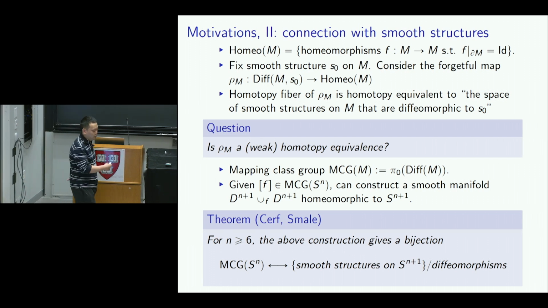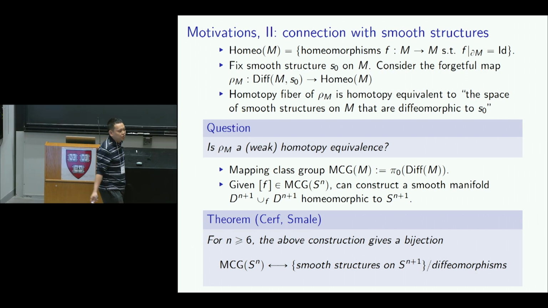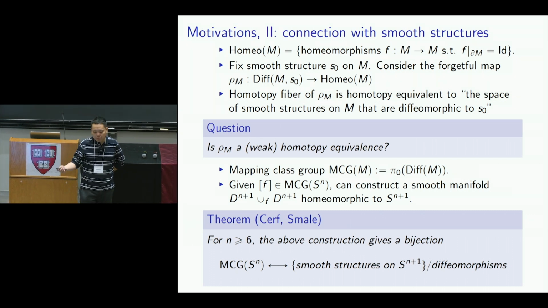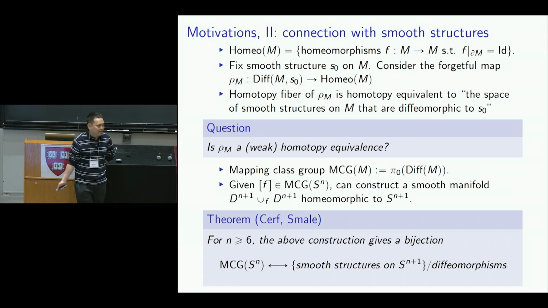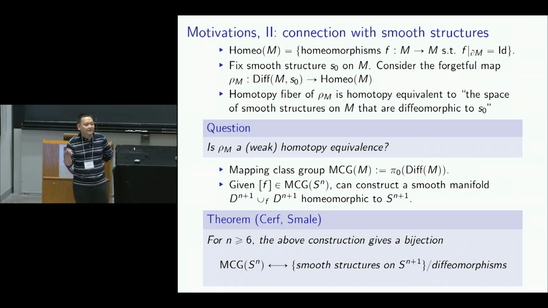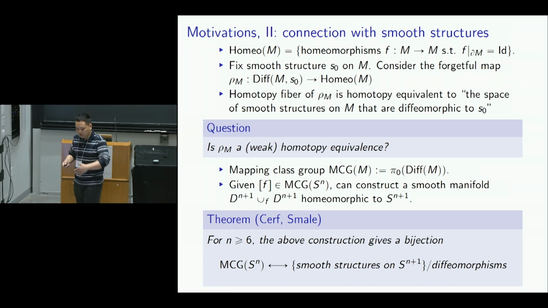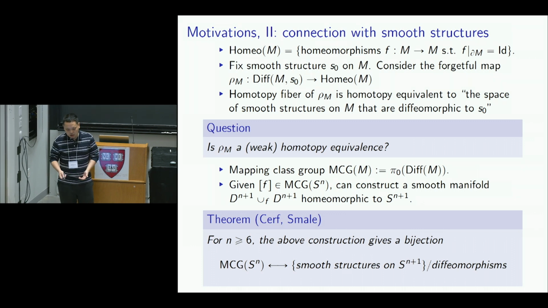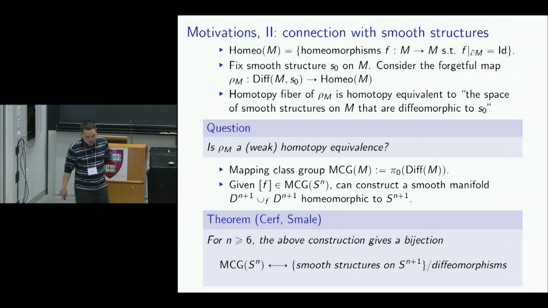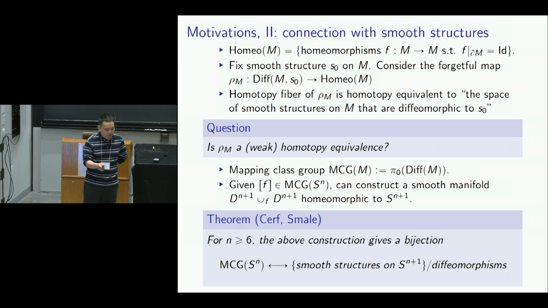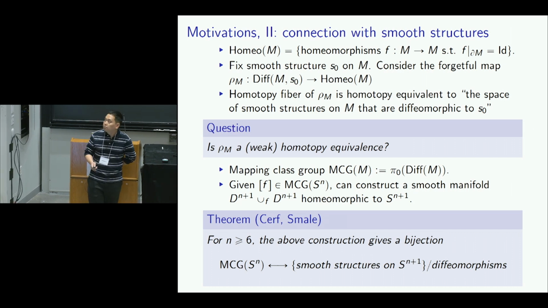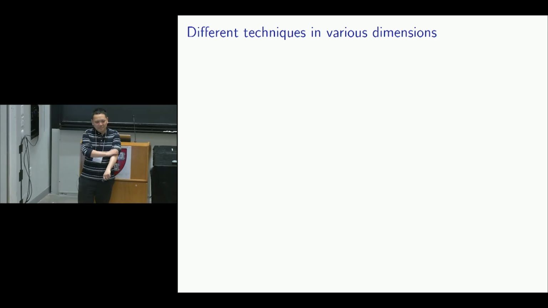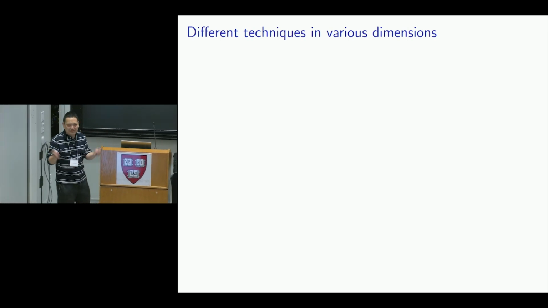So, for example, as we know, there are 28 smooth structures on S7 up to orientation preserving diffeomorphisms. That means there are 28 elements in the mapping class group of S6. So this is another motivation to study this diffeomorphism group, because it has many connections with smooth structures. If you have any questions, feel free to ask anytime.